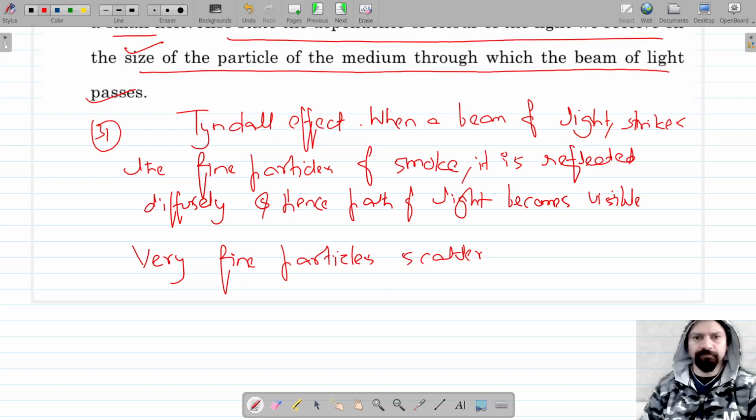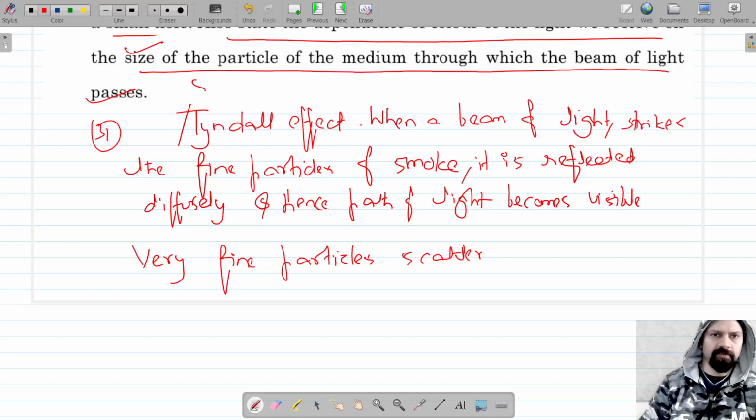The scattering of light makes the particles visible. So this is called the Tyndall effect. We can also write here the scattering of light.